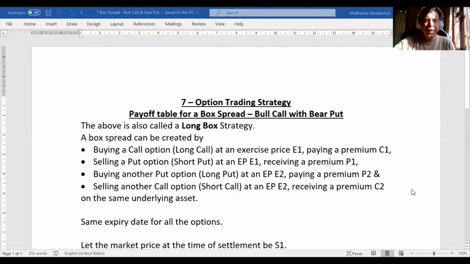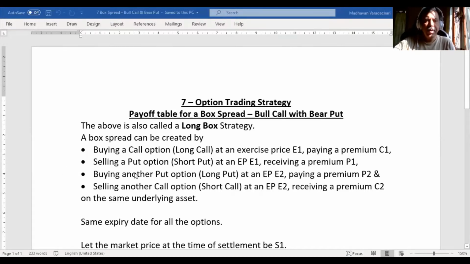In continuation with our option trading strategies, the next one is about box spread. Box spread is a combination of bull spread with calls and bear spread with puts. So it is also called a long box strategy, and it can be created by purchasing a call option. So we call it a long call at an exercise price E1, paying a premium C1.